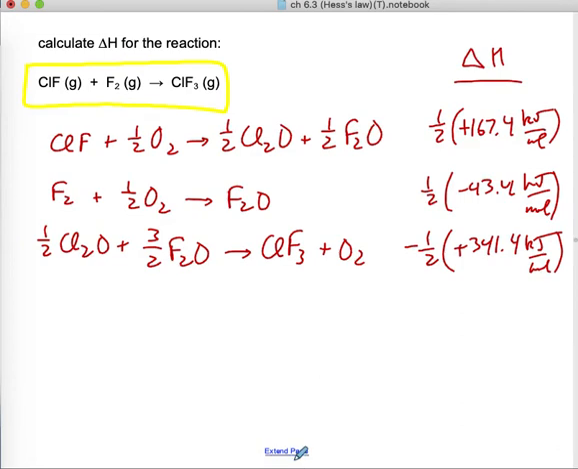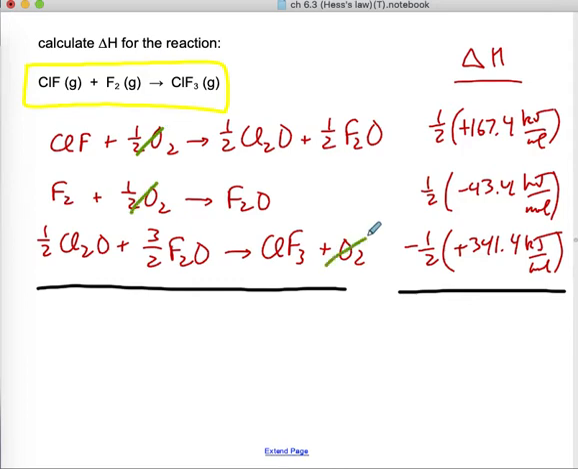Now comes the fun part. Does it work? Well, if you paid attention to detail, everything that you don't want should cancel, and you should be left with what you want. I've got 1/2 mole of O2 plus 1/2 mole of O2 on the reactant side, 1 mole of O2 on the product side, so that cancels. I've got 1/2 mole of Cl2O on the reactant side, 1/2 mole of Cl2O on the product side, so they cancel. I've got 1.5 moles of F2O on the product side, and 3/2 moles of F2O on the reactant side.